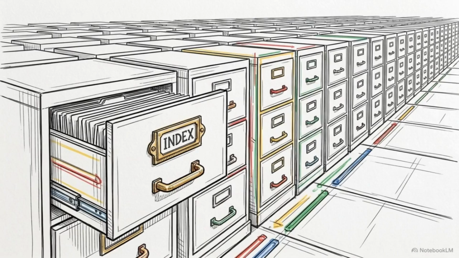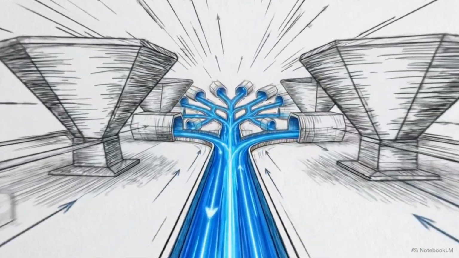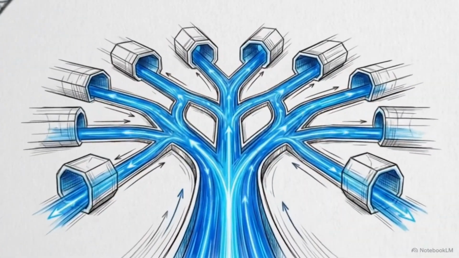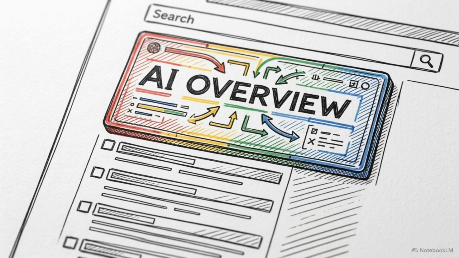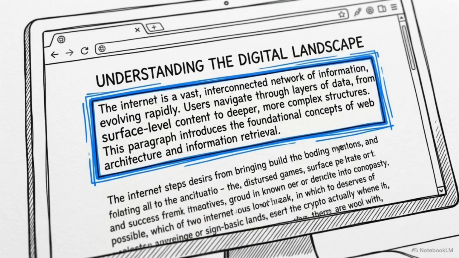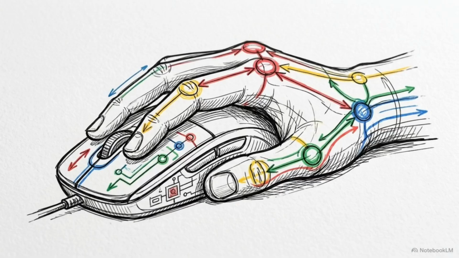For over 2 decades, the internet functioned as an organized directory. A user entered a query, and the search engine delivered a list of 10 blue links, sending them directly to the source. Now, Google has integrated AI overviews, directly intercepting that traditional search process. Instead of pointing users to websites, the AI reads those sites, extracts the relevant data, and synthesizes a direct response. The user gets their answer without ever clicking away.